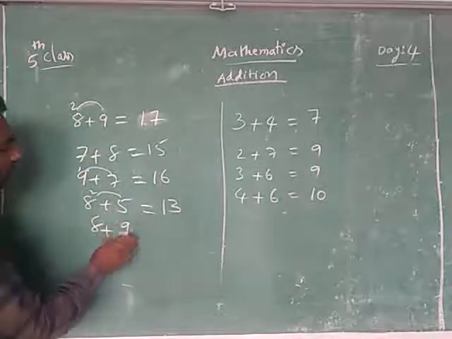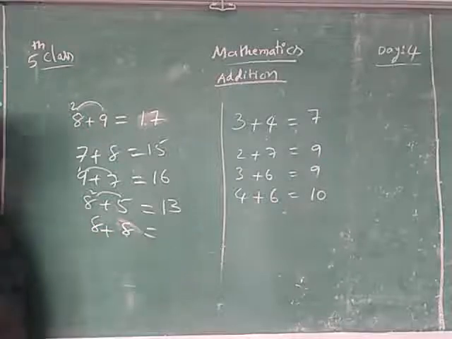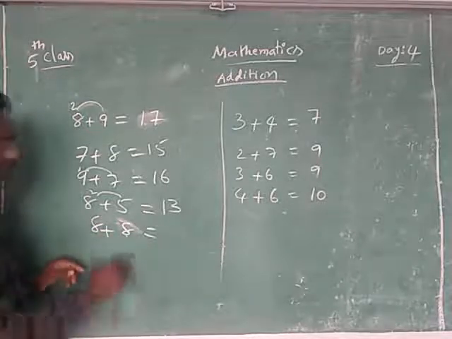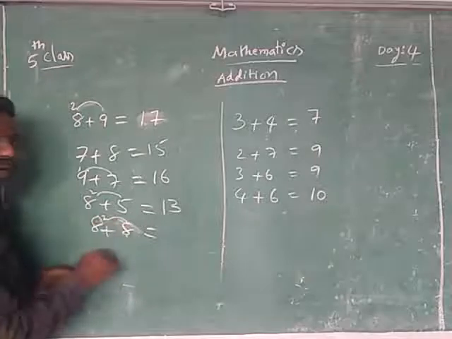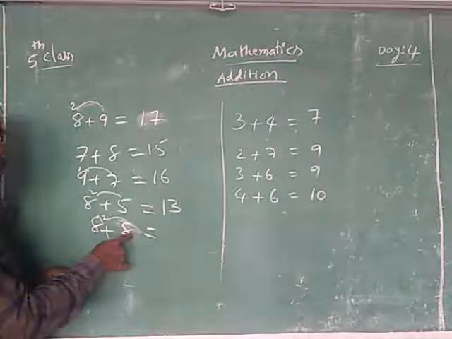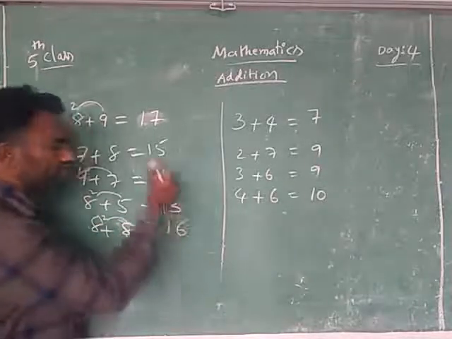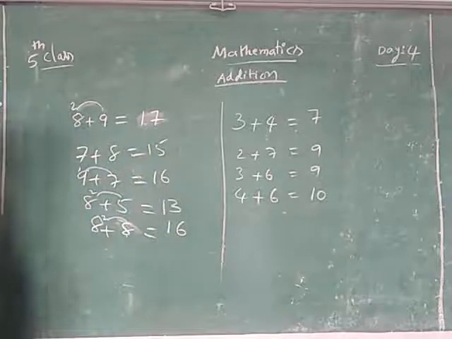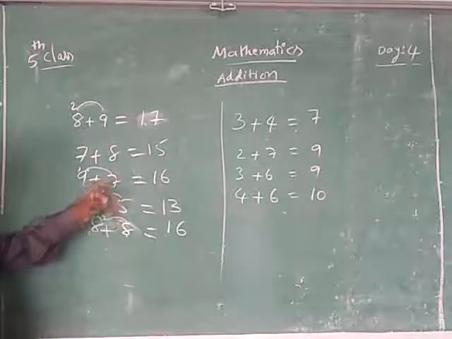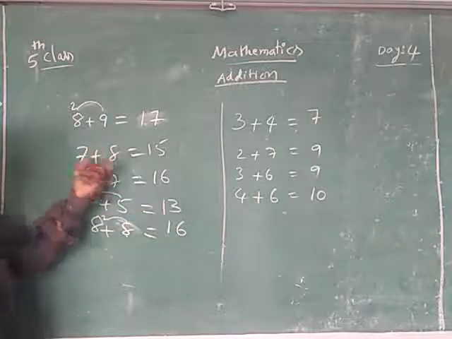8 plus 9, sorry, 8 plus 8. So 8, we can make it a round figure by giving 2. This is 10. How many are left here? 6. 10 and 6 will become 16. So this is the way you can make big number additions also easy.